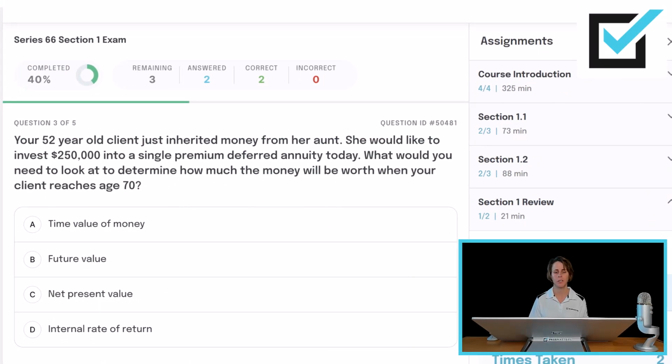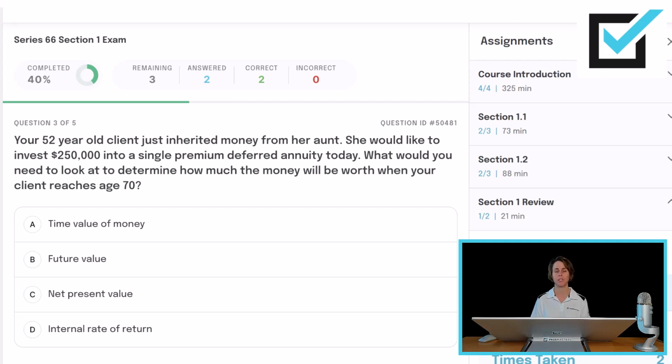Your 52-year-old client just inherited money from her aunt. She would like to invest $250,000 into a single premium deferred annuity today. What would you need to look at to determine how much the money will be worth when your client reaches age 70? Choices include time value of money, future value, net present value, or internal rate of return.